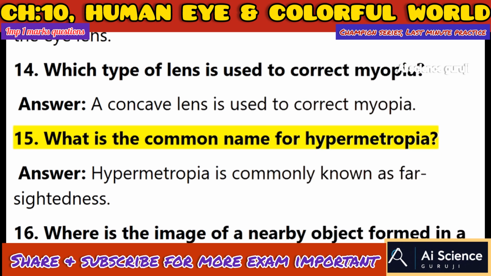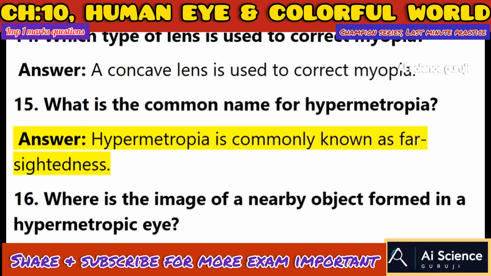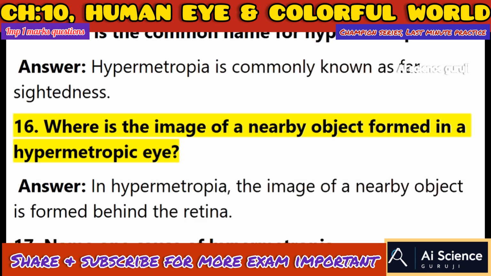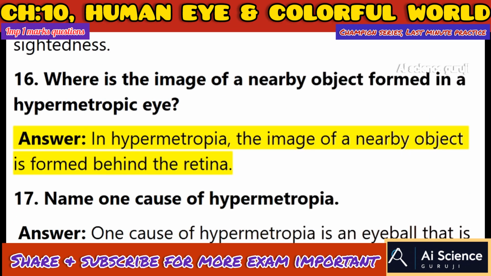15. What is the common name for hypermetropia? Answer: hypermetropia is commonly known as farsightedness. 16. Where is the image of a nearby object formed in a hypermetropic eye? Answer: in hypermetropia, the image of a nearby object is formed behind the retina.